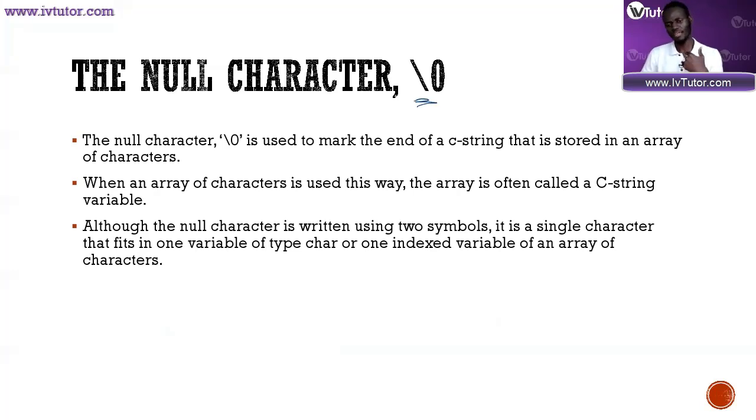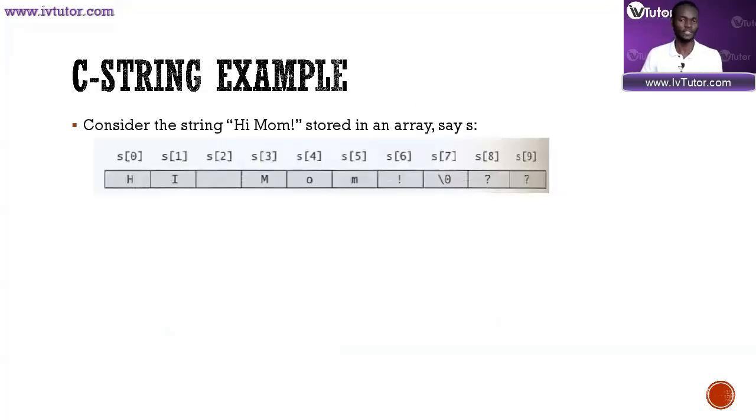If we look at a string, for example, a string called hi mom, and we store this in a CString, which means in a character array, we've got hi here and a space, each character occupying an index of your array. But you realize that at the end of our last character, this index is then occupied by our null character. And these ones are just unoccupied. This is what makes it a CString. If we remove this, then it's no longer a CString. If we introduce this, then it's a CString.